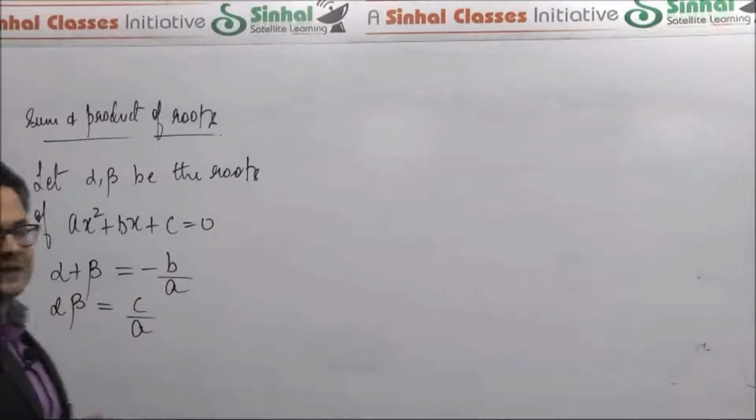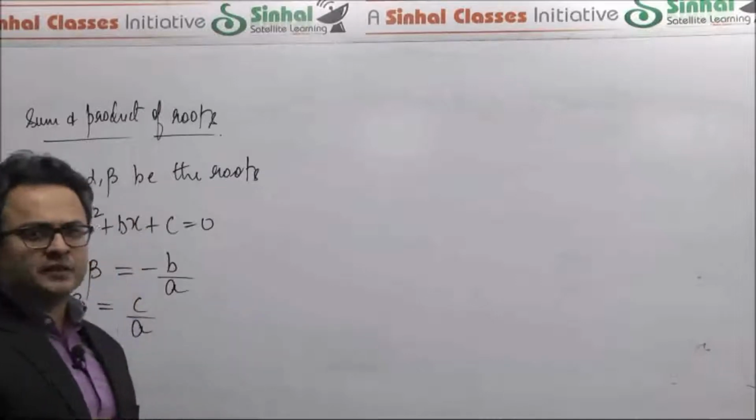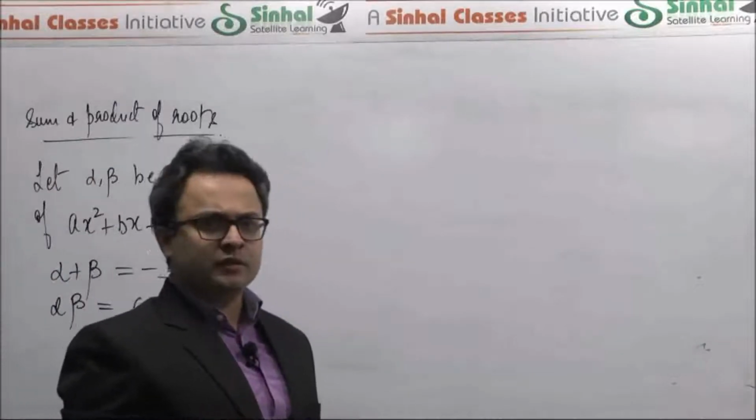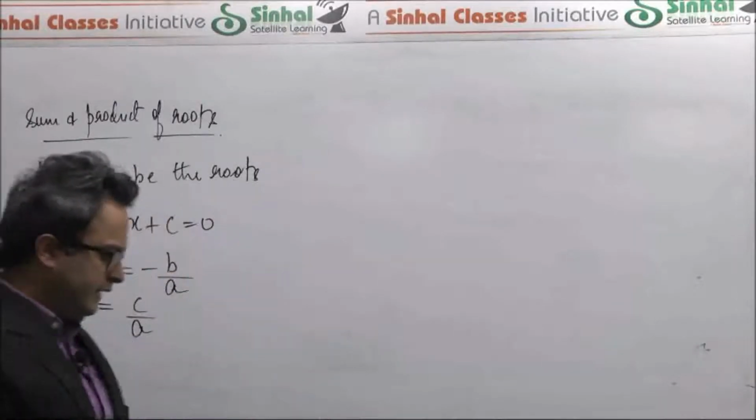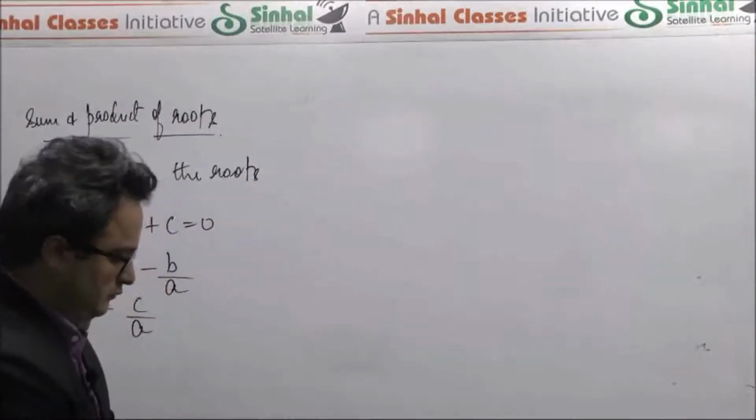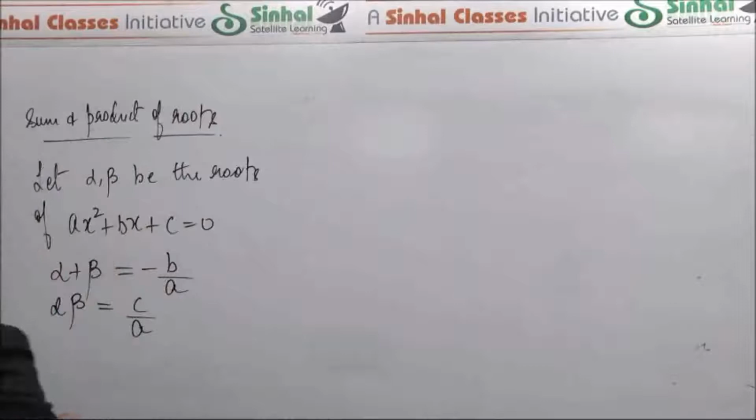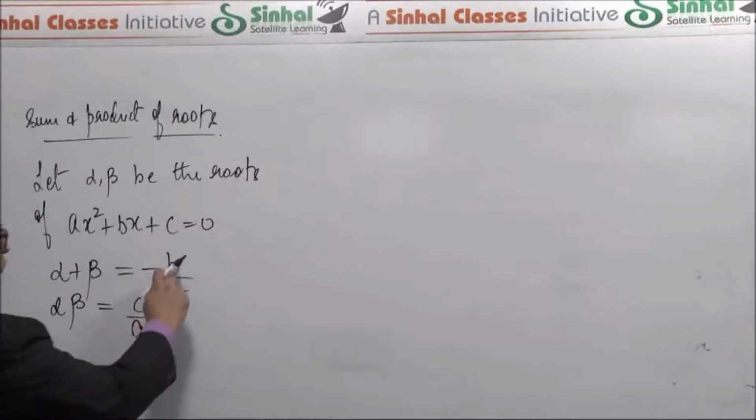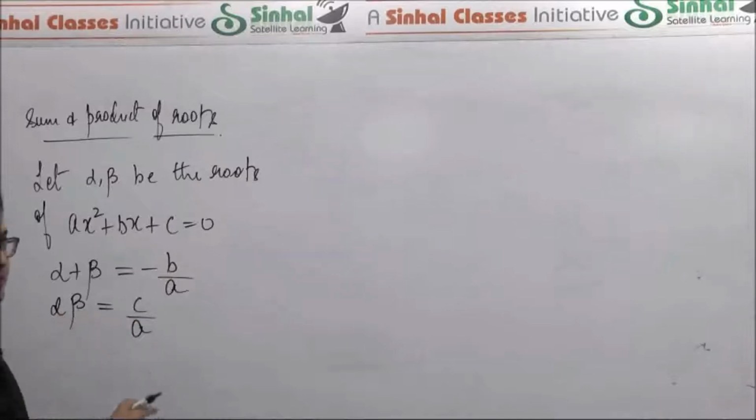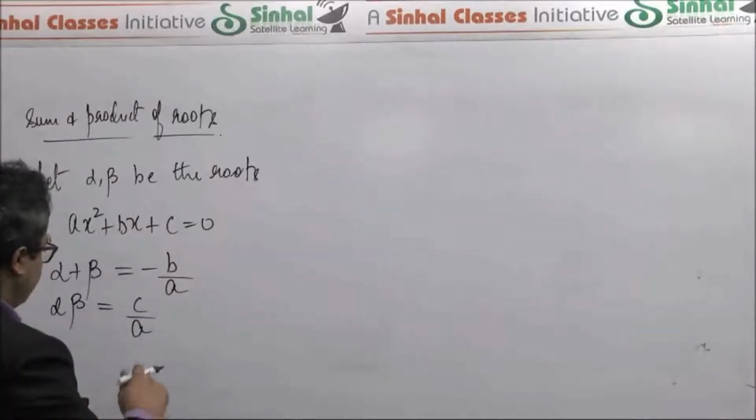So the sum of the roots and the product of the roots, if these are the two values that you need to find out, their value only depends on the coefficients. You don't actually have to find the individual values. So the sum of the roots again is minus coefficient of x by coefficient of x square, and the product of the roots is the constant term by coefficient of x square.